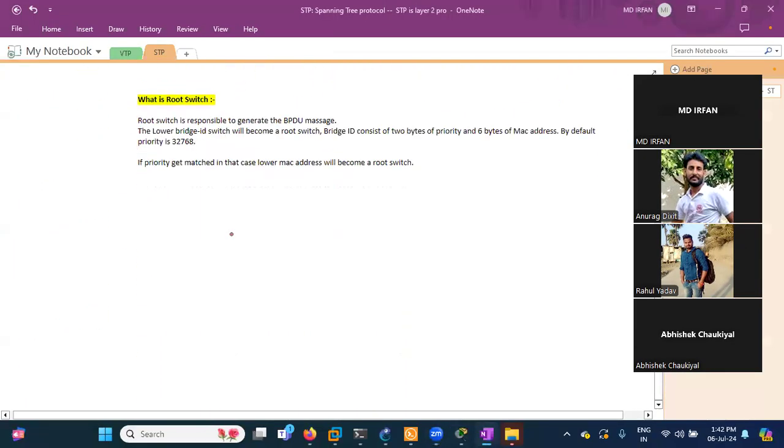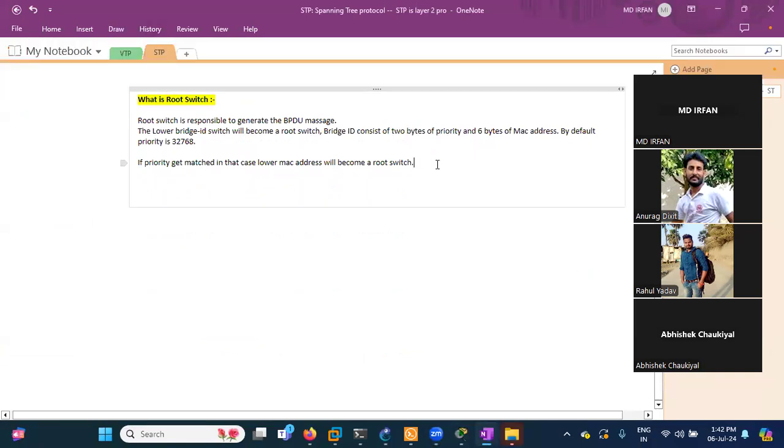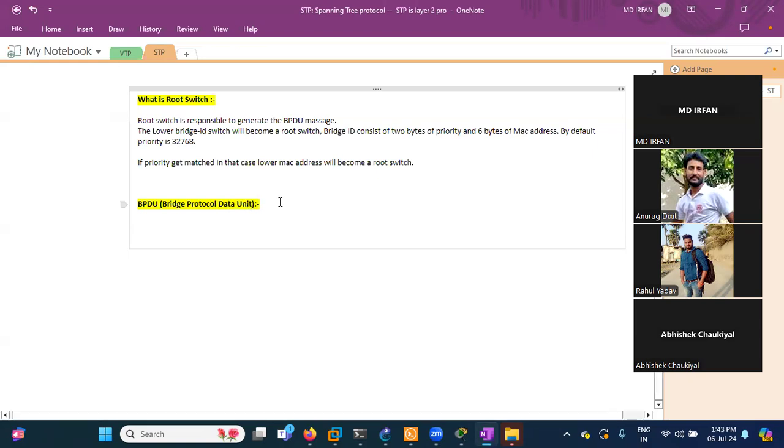So now the next thing is, what is BPDU? Bridge Protocol Data Unit. Bridge Protocol Data Unit.